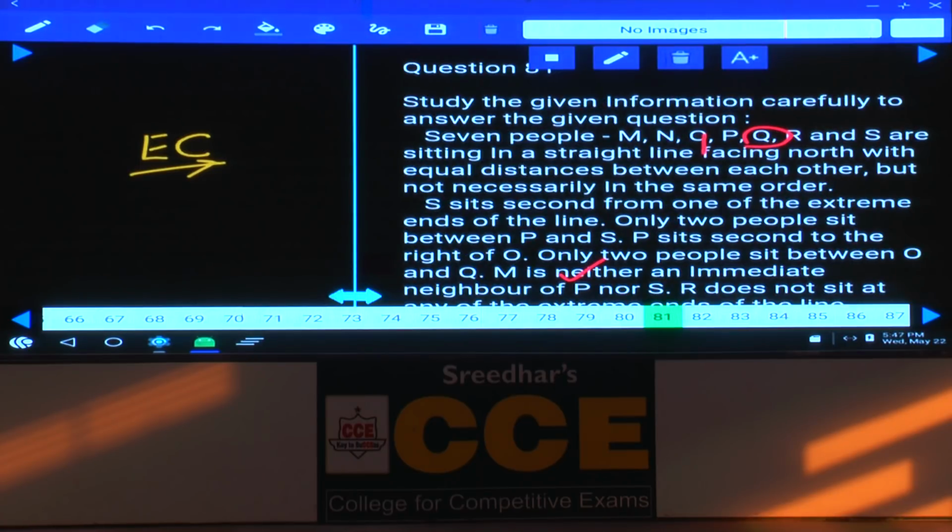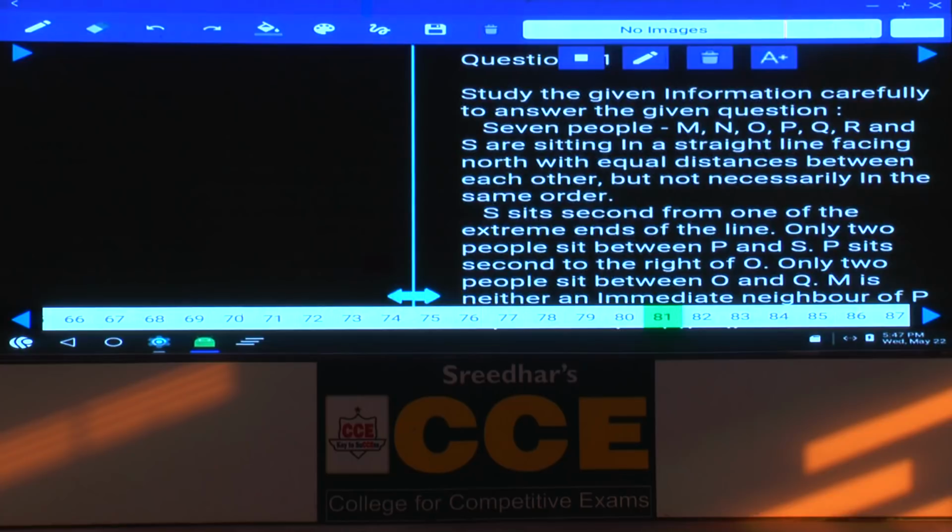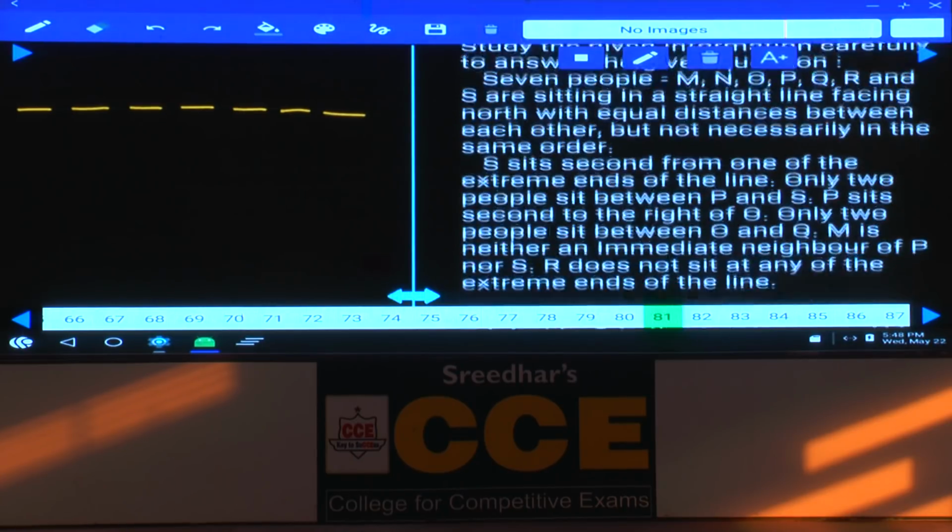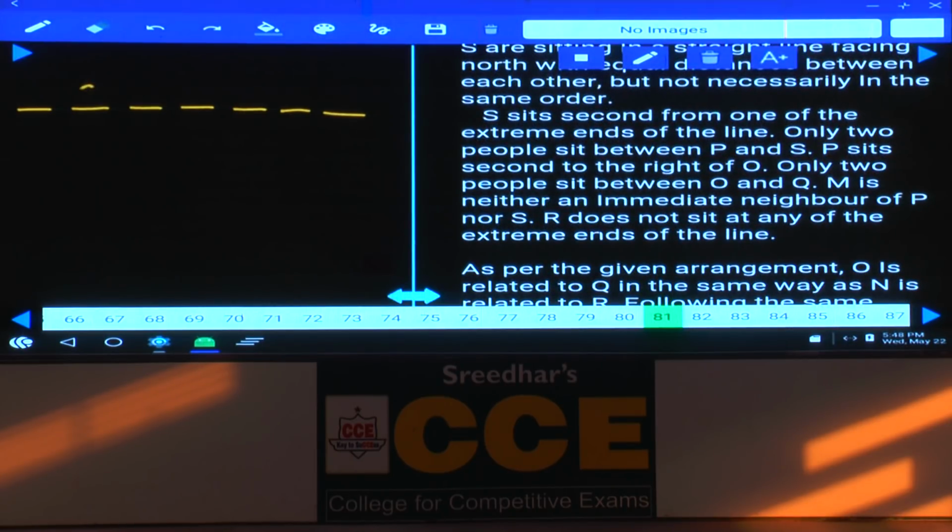Then question number 81 and 82. Now in this one, how many people are there? There are only 7 people, M, N, O, P, Q, R and S, and they are facing towards north. 1, 2, 3, 4, 5, 6, 7. And S sits second from one of the extremes of the line. S can be here, and the other possibility is 4, 5, 6, 7. S can be left extreme or right extreme. Only 2 people between P and S.